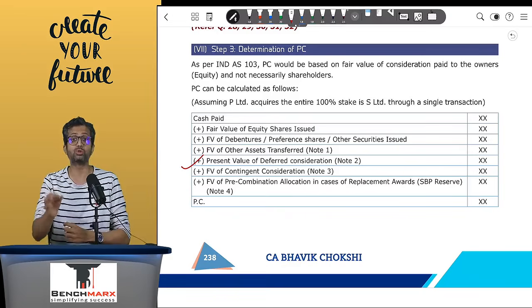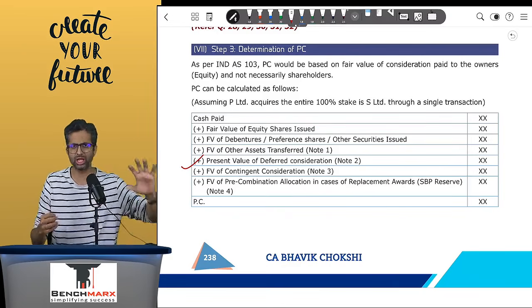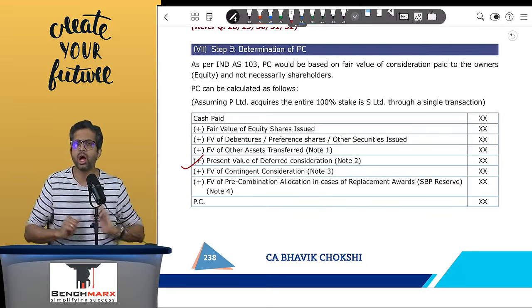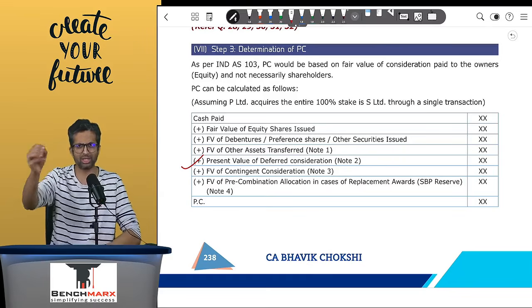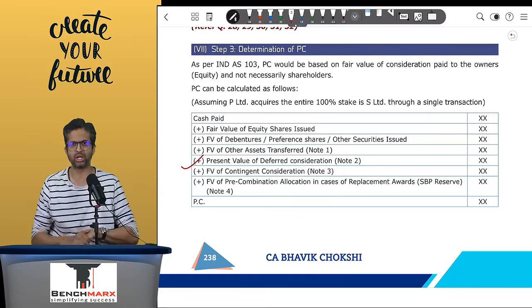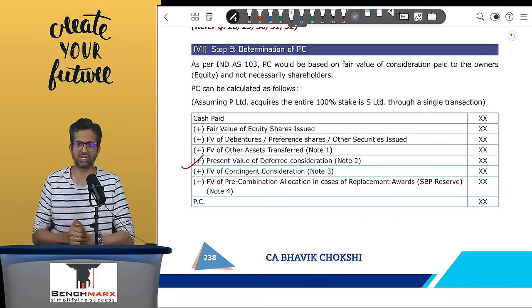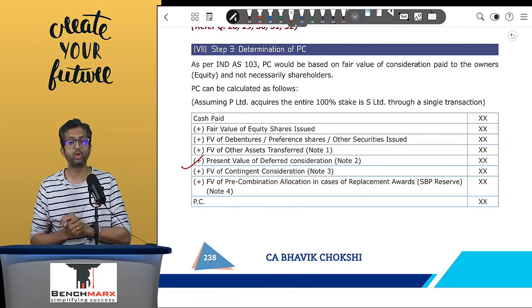But at the same time, at what value should it be a part? Well, we said that this will be at the present value, because 30 after 2 years is not equivalent to 30 today, and as a result, you might try to find a present value which may be, let us say, 25, in which case your PC would be 90 of immediate cash paid plus the present value of deferred consideration, which will be, let us say, 25, and hence your PC may be, for example, 115.